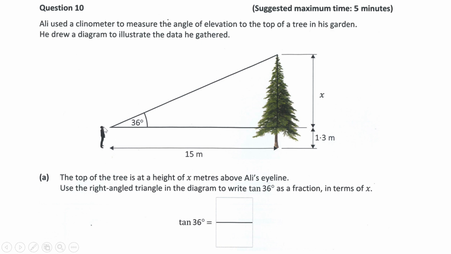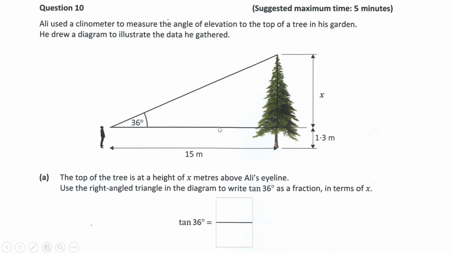So when Ali looks up using his clinometer, he gets an angle of 36 degrees to the top of the tree. And he drew a diagram to illustrate the data he gathered. Then part A. A couple of things. We're supposed to note what height Ali is. Ali is 1.3 meters. Then there's the rest of the height of the tree. Remember, the total tree is the total height here. And the distance from the base, the foot of the tree, to Ali is 15 meters. And of course, that's going to be from here to here, 15 meters.